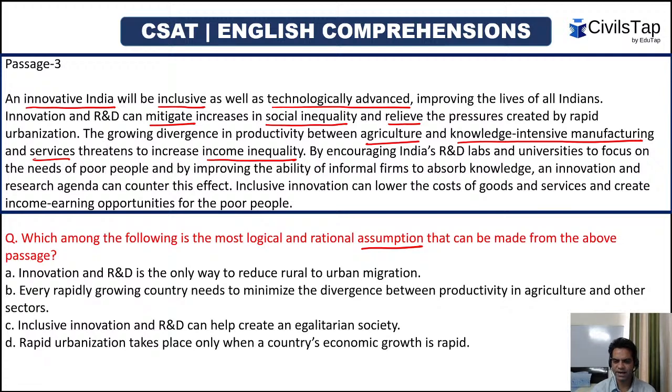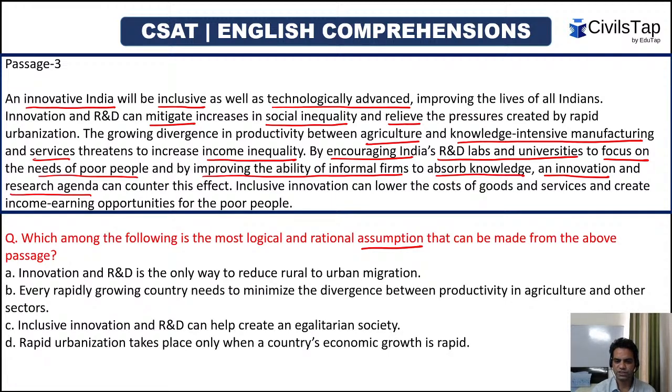By encouraging India's R&D labs and universities to focus on the needs of the poor people, and by improving the ability of informal firms to absorb knowledge, an innovation and research agenda can counter this effect. So basically, by encouraging India's R&D labs and universities to focus on the needs of the poor people, and by improving the ability of informal firms to absorb knowledge, an innovation and a research agenda can counter this effect.